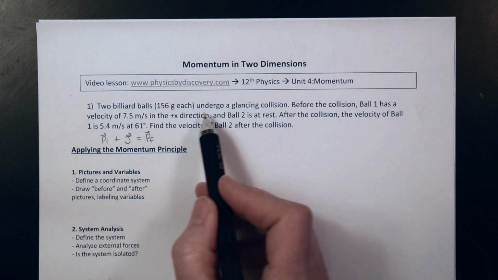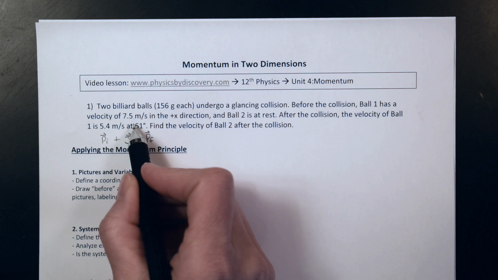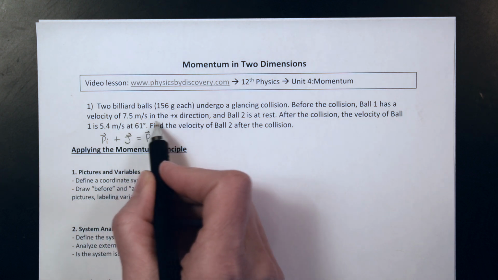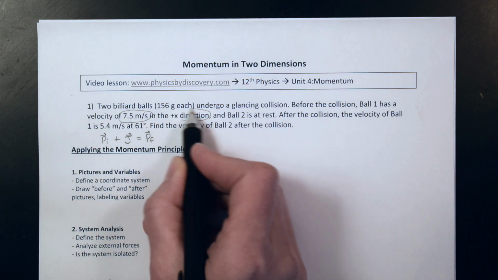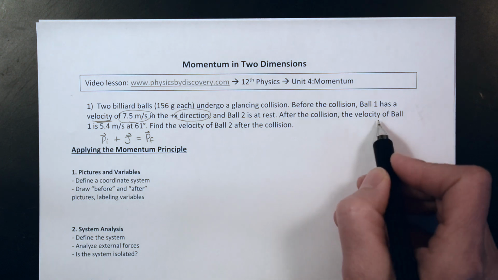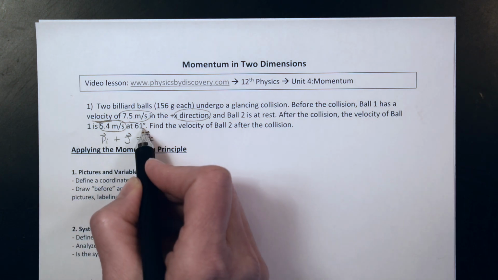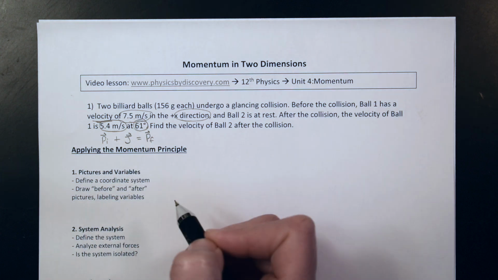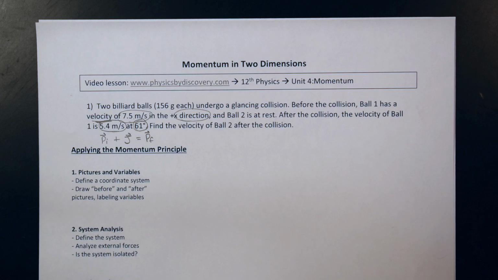Two billiard balls undergo a glancing collision. Before the collision, ball 1 has a velocity of 7.5 meters per second in the positive x direction. So this is the speed and this is the direction of that velocity. And ball 2 is at rest. After the collision, the velocity of ball 1 is 5.4 meters per second. There's the speed at 61 degrees. That's the direction. Find the velocity of ball 2 after the collision.